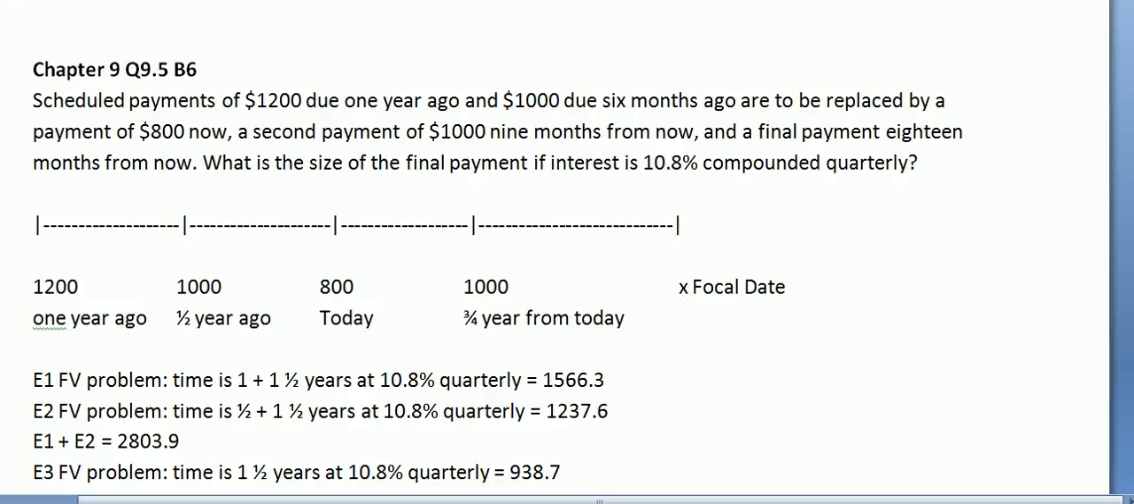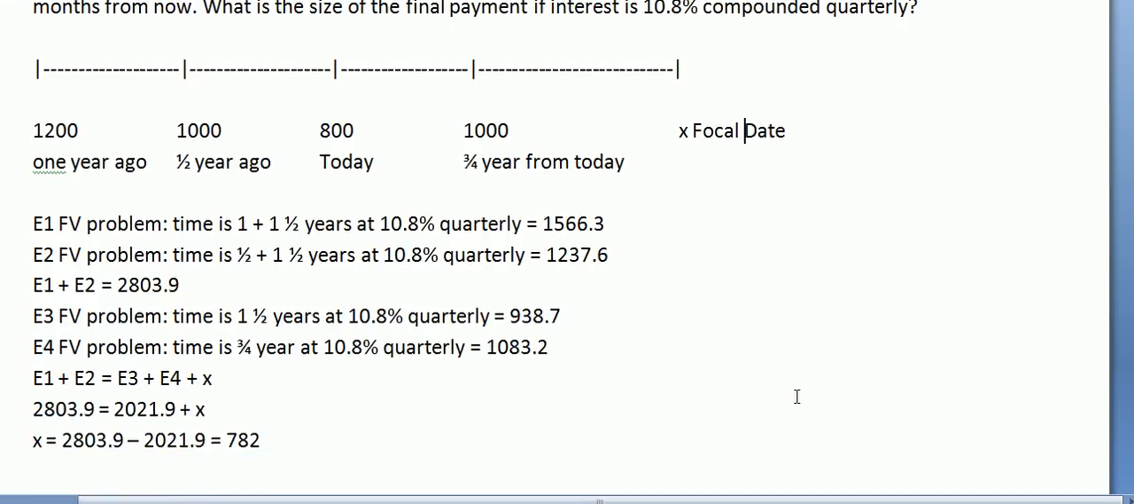So we separate the question into two different sizes so we can make up an equation. E1 is the $1,200, which was due 1 year ago, plus 1.5 years to the focal date, which makes 2.5 years at 10.8% quarterly, makes E1 at the focal date 1566.3. Secondly, we have the $1,000, which is going to be half a year plus 1.5 years, makes 2 years at the same interest rate, 10.8% quarterly, makes that one 1237.6 at the focal date.